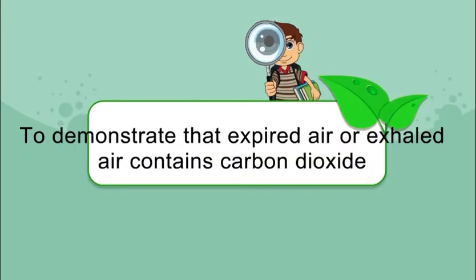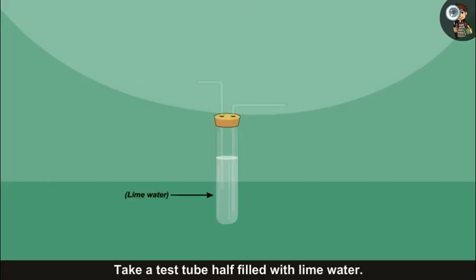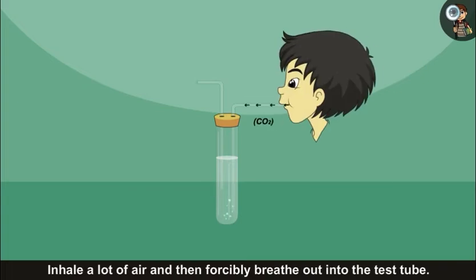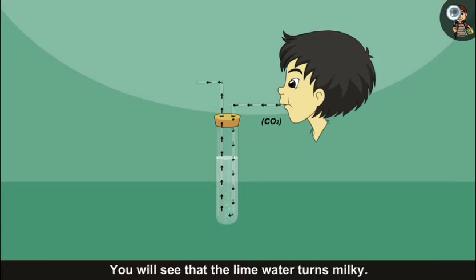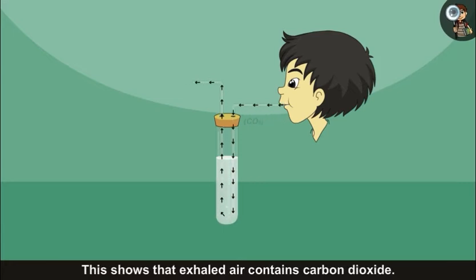To demonstrate that expired air or exhaled air contains carbon dioxide, take a test tube half filled with lime water. Inhale a lot of air and then forcibly breathe out into the test tube. You will see that the lime water turns milky. This shows that exhaled air contains carbon dioxide.